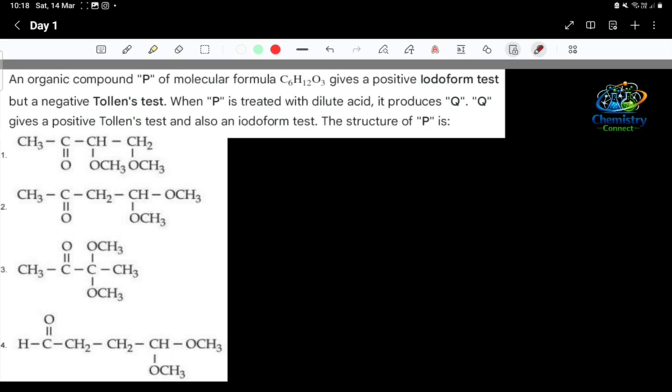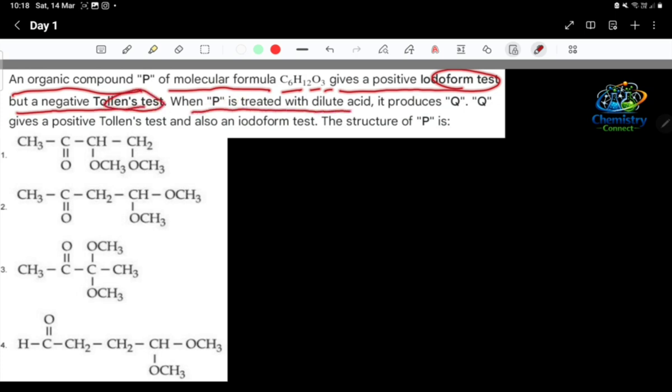Let's go straight to the question which was asked in 2026 JEE Mains, 21st January, shift 1 morning session. An organic compound P of molecular formula C₆H₁₂O₃ gives a positive iodoform test but a negative Tollens test. When P is treated with dilute acid, it produces Q, and Q gives a positive Tollens test and also an iodoform test. Then the structure of P is?